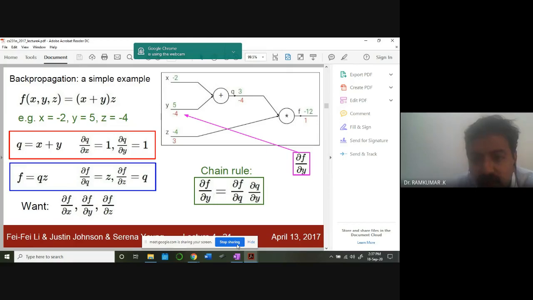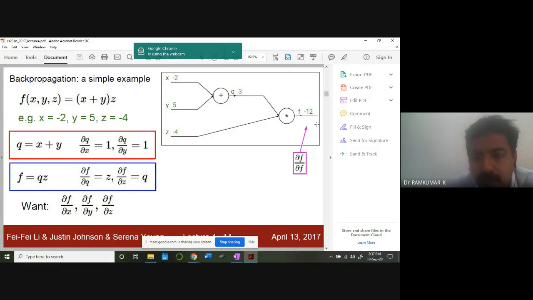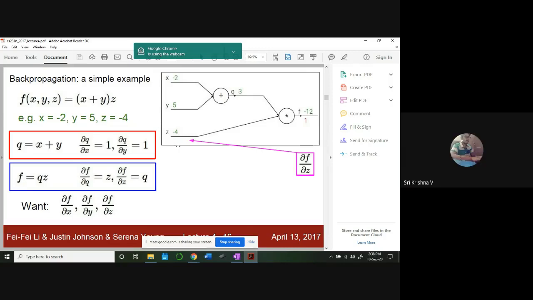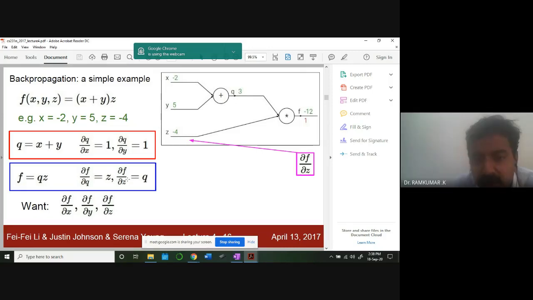So I'm starting from dou f by dou f. What is that value? Dou f by dou f is 1, because a small change in f gives a small change in f. So the gradient is 1. Now I'm going for dou f by dou z. What is this value? Dou f by dou z is q. Q is equal to what? 3. That value is this 3.